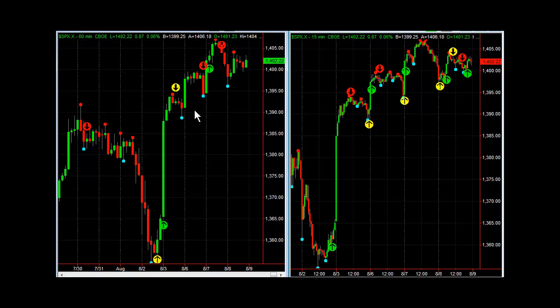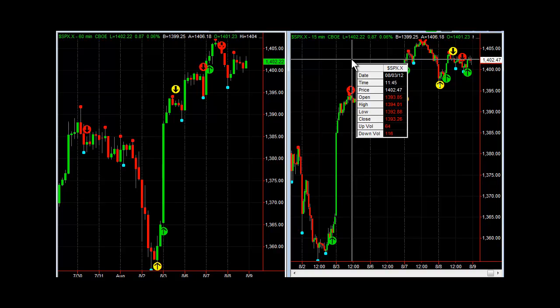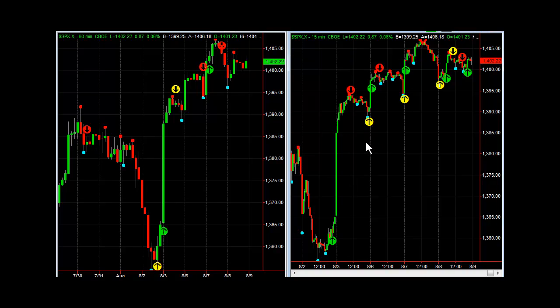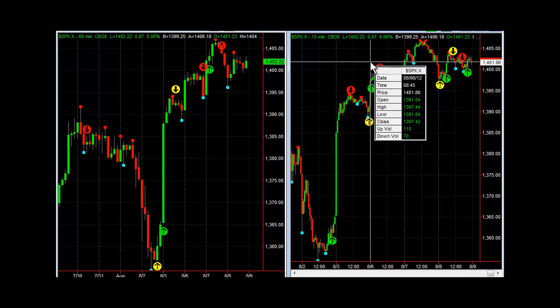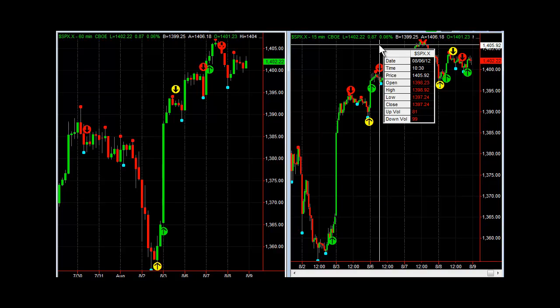So it's been choppy and kind of sideways, you can see. And then this is the 15-minute time frame with the same model, and you can see here that the system had a nice long entry there on the 2nd of August. Then it went short on the 3rd of August, went neutral on the 3rd of August, went long again here at the end of the day on the 6th of August, went short on the 6th of August.